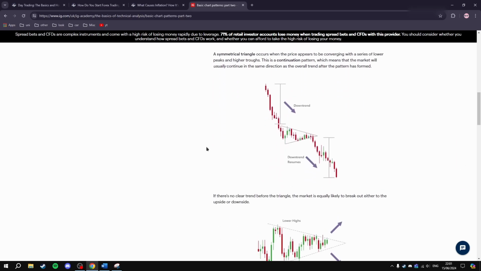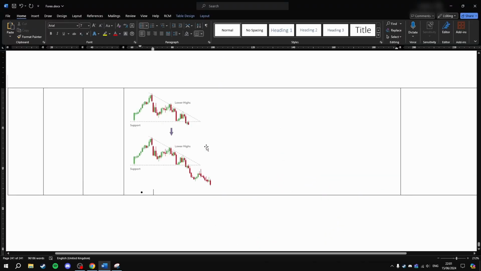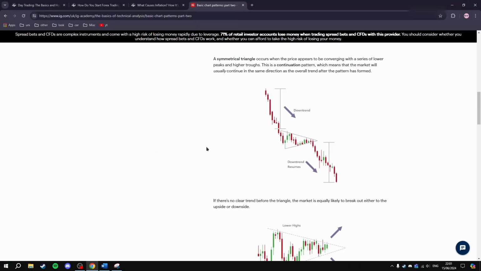And we've got a symmetrical triangle. A symmetrical triangle occurs when the price appears to be converging with a series of lower peaks and higher troughs. This is a continuation pattern, which means that the market will usually continue in the same direction as the overall trend after the pattern is formed.